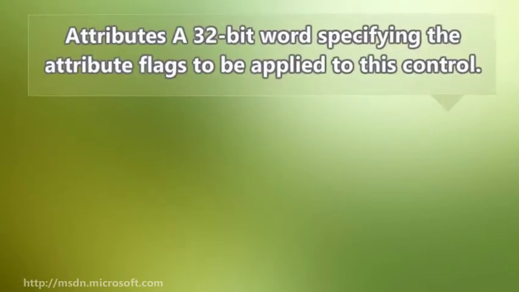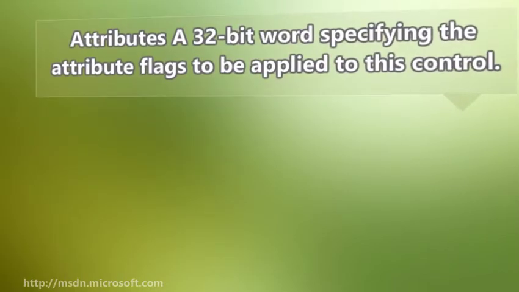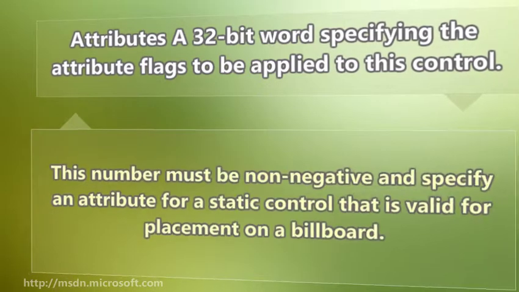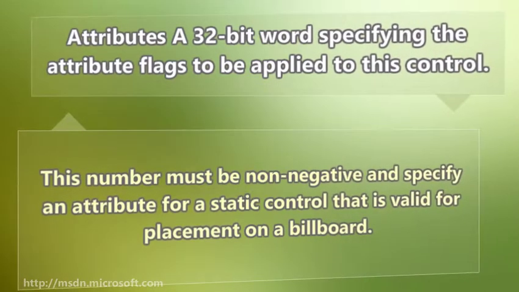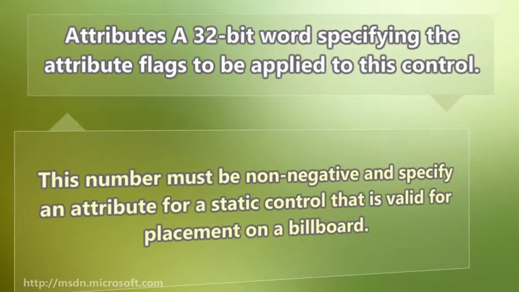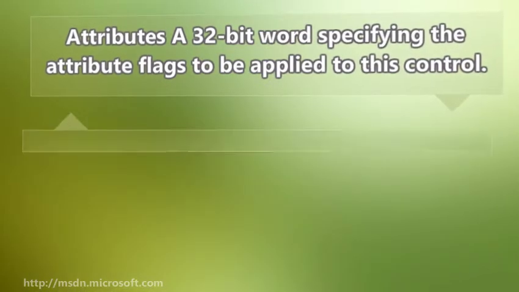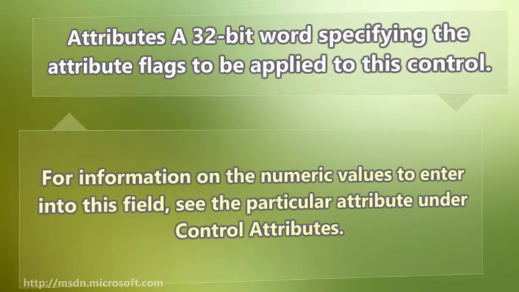Attributes: A 32-bit word specifying the attribute flags to be applied to this control. This number must be non-negative and specify an attribute for a static control that is valid for placement on a billboard. For information on the numeric values to enter into this field, see the particular attribute under Control Attributes.